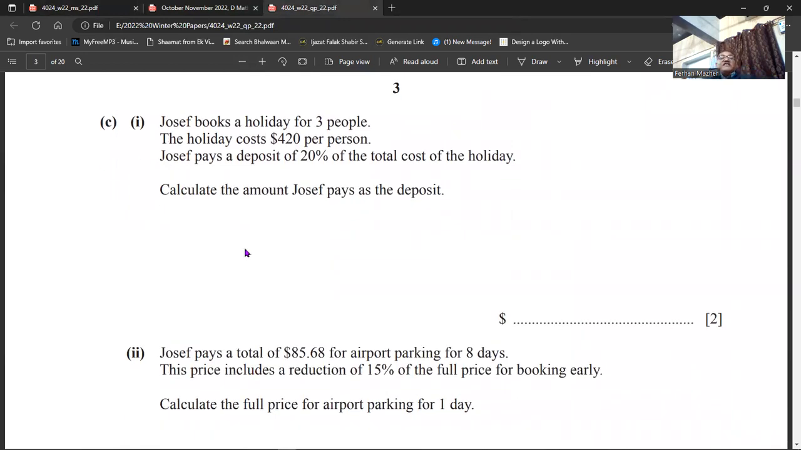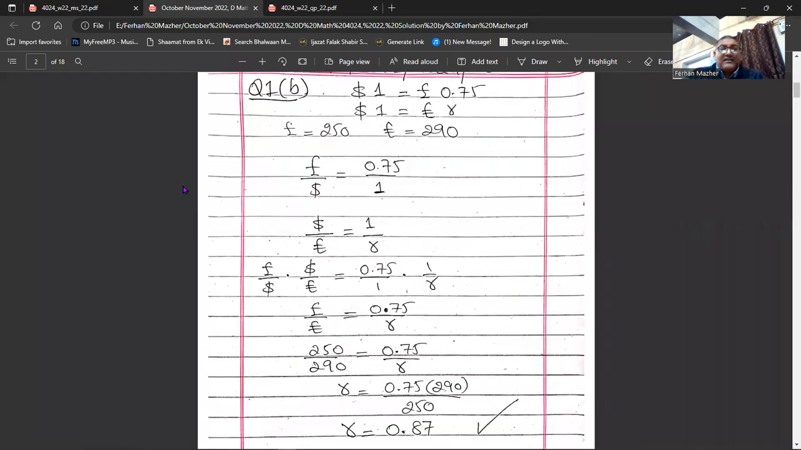Question number 1, part C, first portion. It says Joseph books a holiday for 3 people. The holiday costs $420 per person. Joseph pays a deposit of 20% of the total cost of the holiday. Calculate the amount Joseph pays as the deposit. So the cost for one person is $420. So we will find the cost for the 3 people, and then once you have the cost for the 3 people, you will find the 20% of that.